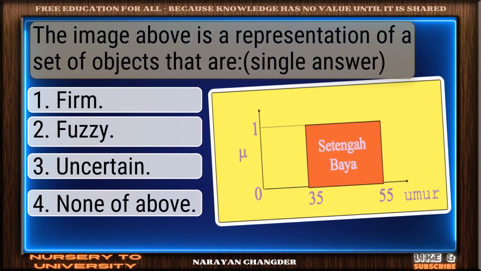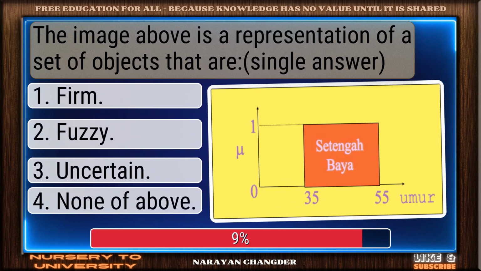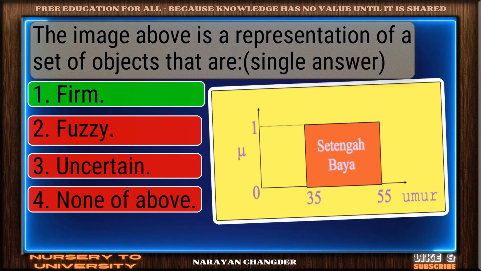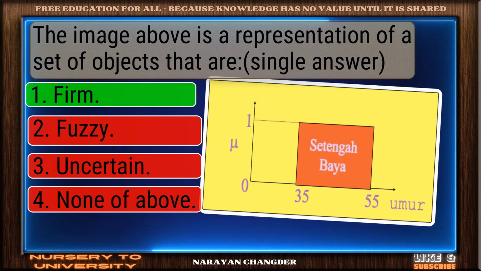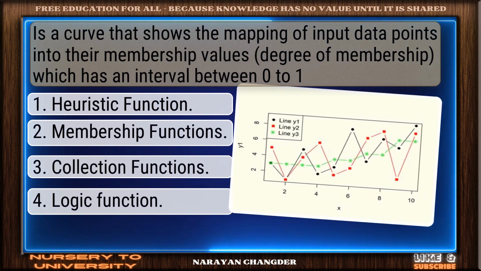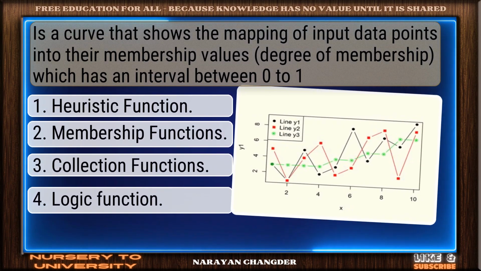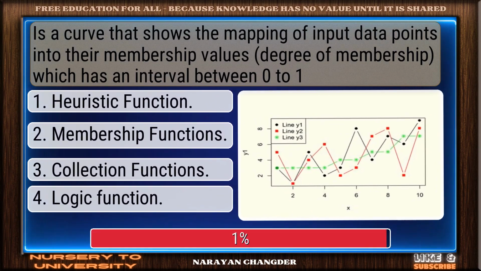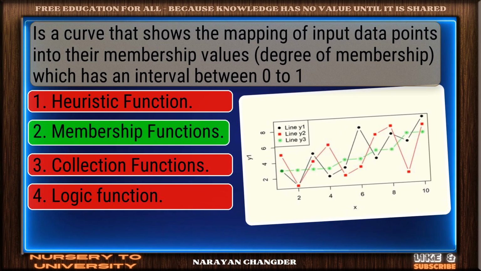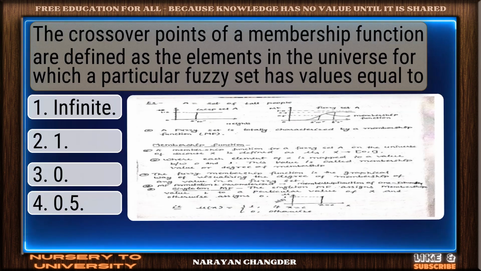Question number 1. The image above is a representation of a set of objects that are. Good job. Your answer works well here. Question number 2 is a curve that shows the mapping of input data points into their membership values, which has an interval between 0 to 1. You got it? Your choice, membership functions, is right.